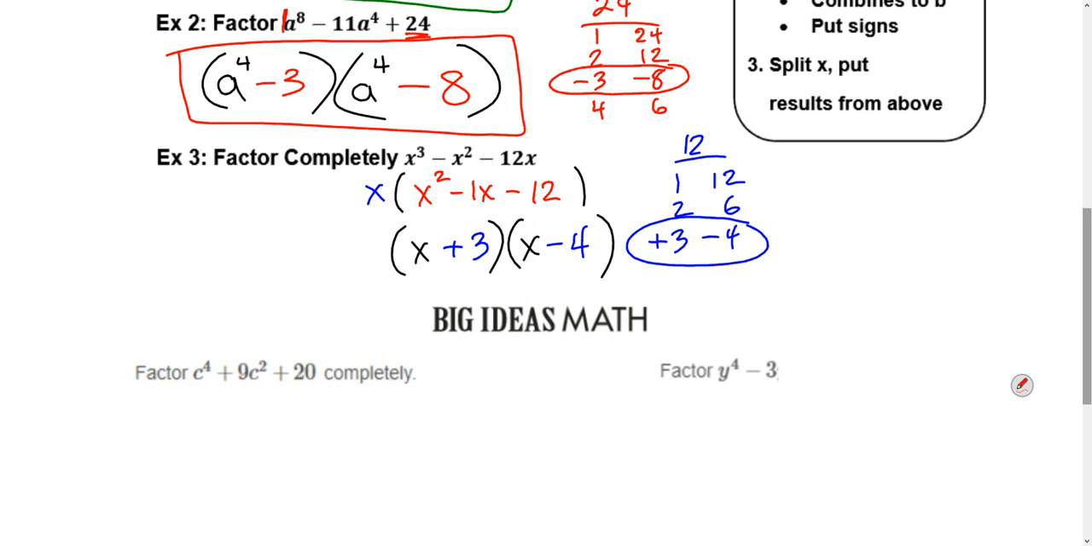Just don't forget about the x in the front. The GCF has to be a part of your final answer because you should be able to multiply and get back to that original problem. So if you forget this x, you're not going to get back to x to the third if you FOIL it all out. And that's our answer.